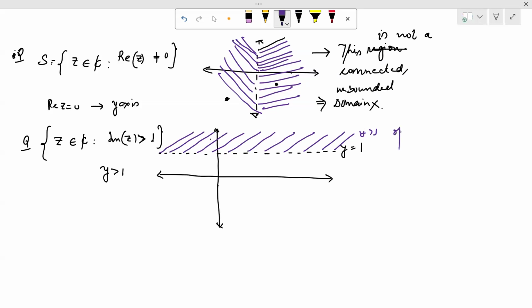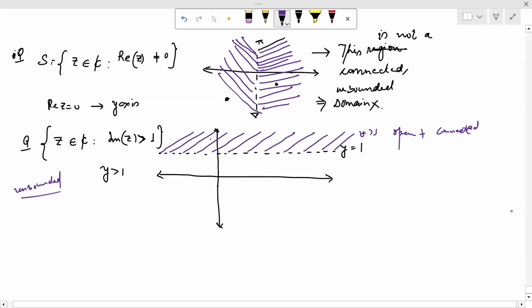Clearly, this is an open set, as well as connected. However, boundedness is not there, this is an unbounded set. But overall, since it is open as well as connected, I can write that this forms a domain, clearly.